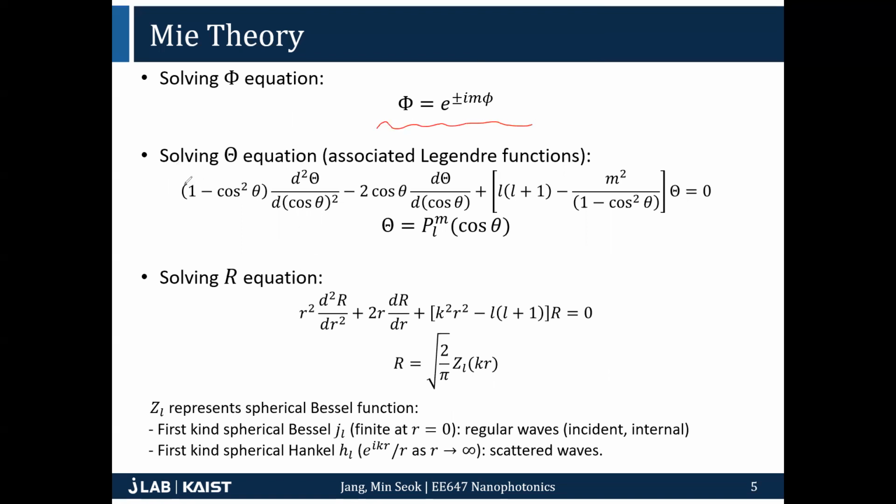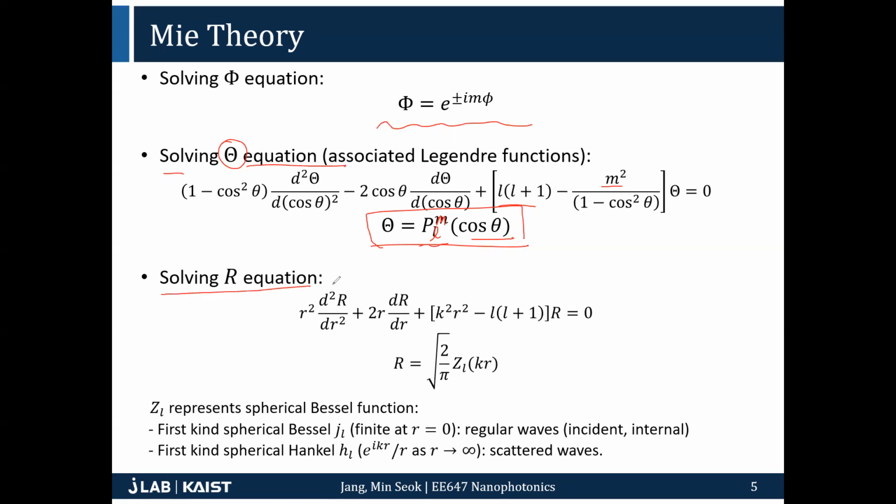And then the solution for the theta equation is called the associated Legendre function. You don't need to know how it actually looks, but we write it like this, okay? The solution depends on both L and M, and cosine theta is the variable here. So this is the associated Legendre function.